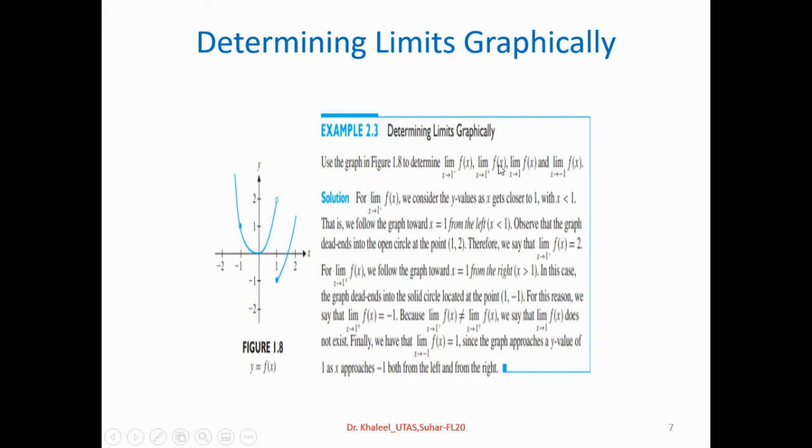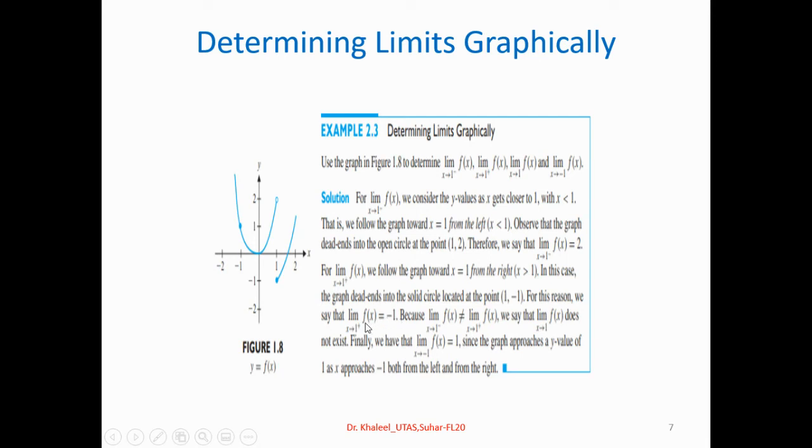Let's see the second part, the limit of f(x) as x tends to 1 plus. We follow the graph towards x equal to 1, this time from the right side, that is x greater than 1, and check where the graph ends. I follow this part of the graph and we get the point (1, -1). Therefore I say that the limit of f(x) as x tends to 1 plus is equal to -1.